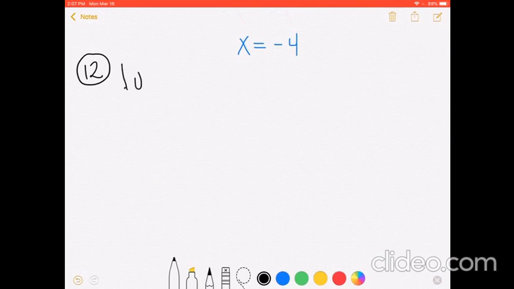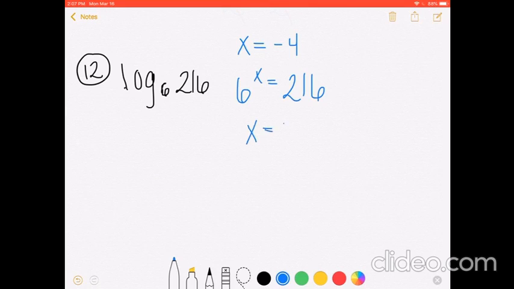But here we are, number 12. All right, we're taking a look at evaluating log base 6 of 216. Now, if you don't know this off the top of your head, that's okay. You can play around with a calculator. You'll have a calculator on assessments. You should be able to figure out that that is equal to 3, right? Because 6 squared is 36, and then 36 times another 6 is 216.